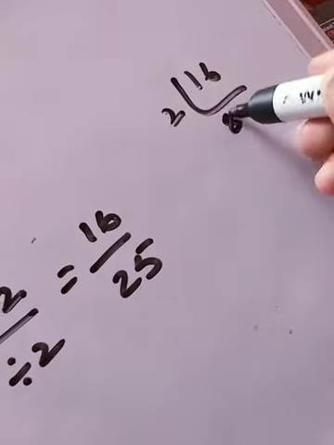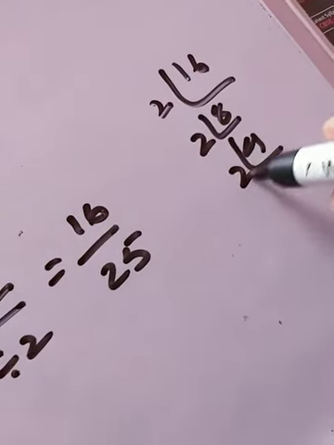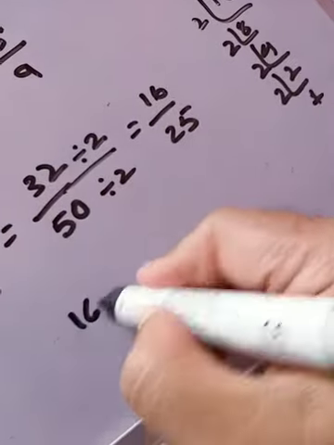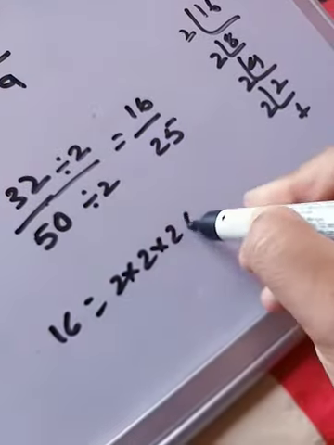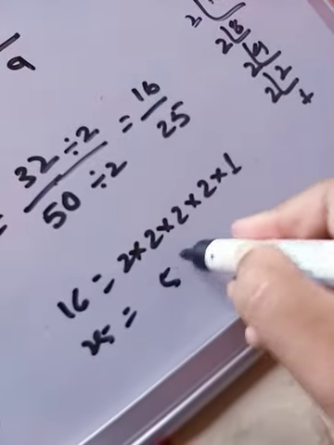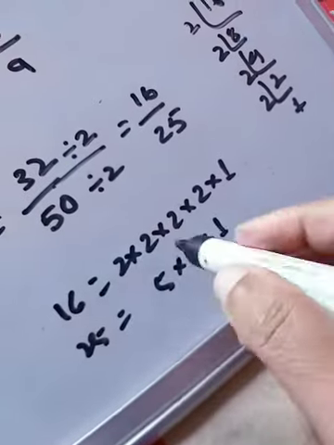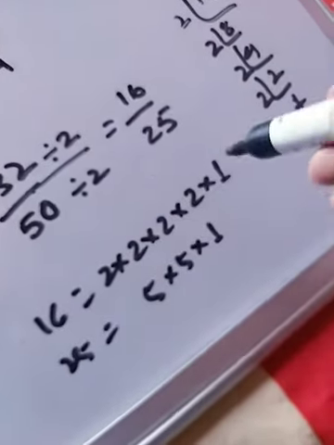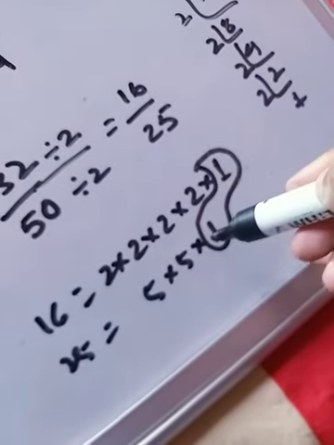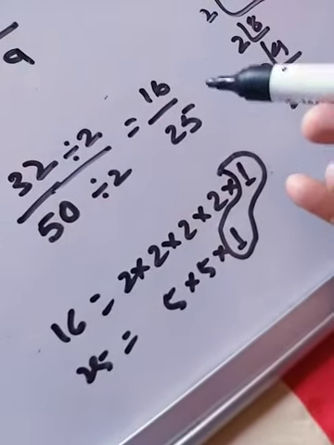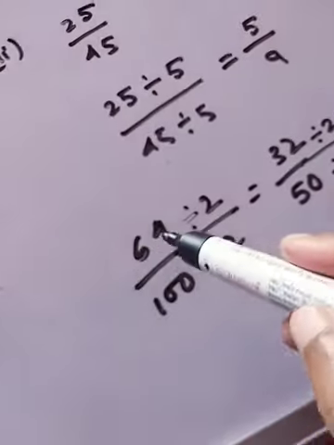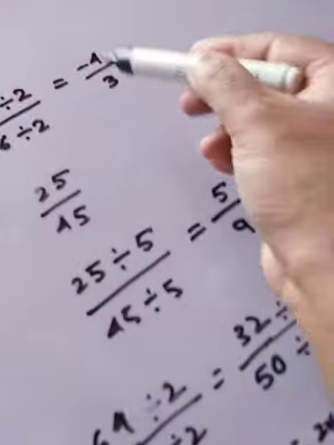So, 2 8s are 16. 2 4s are 8, 2 2s are 4, and 2 1s are 2, isn't it? Now, what are the factors of 16? See, 2 into 2 into 2 into 2 into 1. Now, what are the factors of 25? 5 into 5 into 1. You see, is there any factor which is common other than 1? See, 1 is the only factor which is common between these two. So, this is how I can decide that yes, this rational number is the simplest form of 64 by 100. Same goes for everyone.